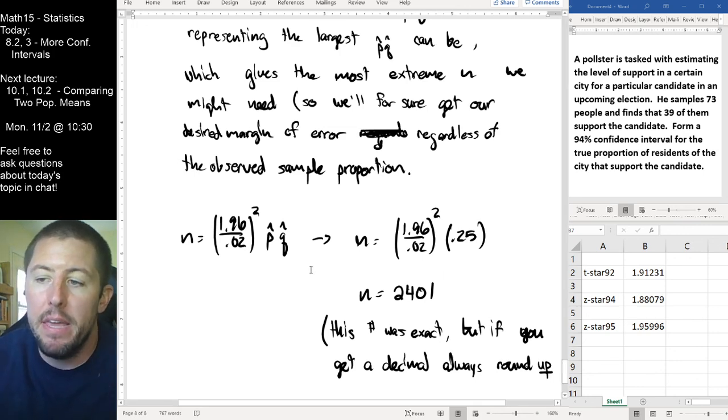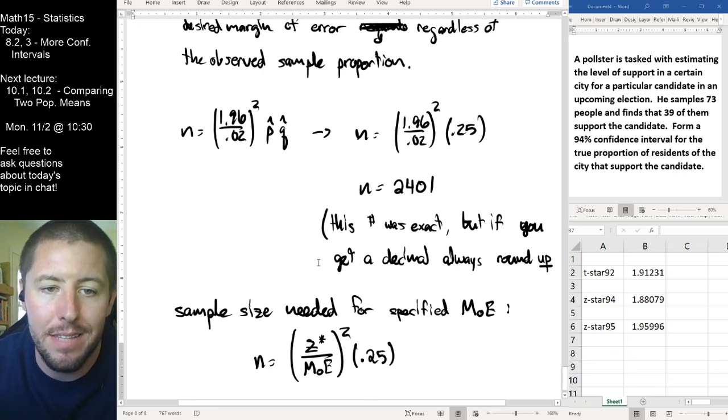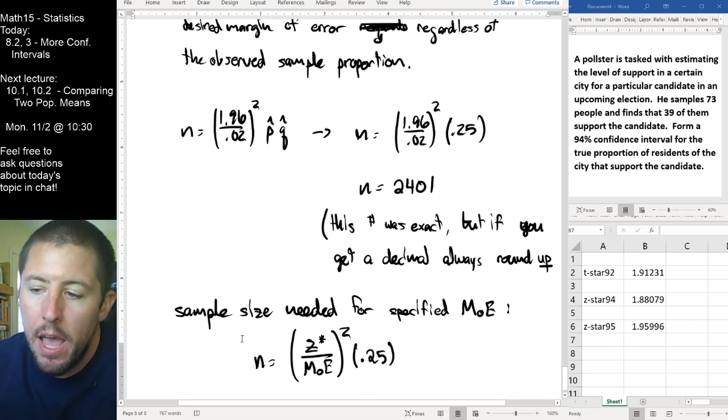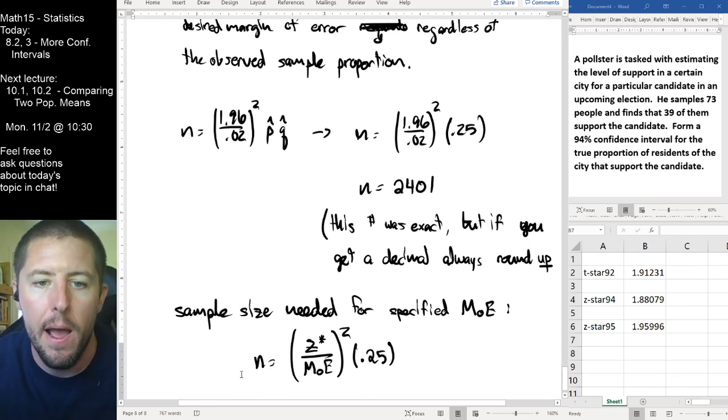And again, it might be the case that you go sample these people and you find that your p hat is 0.4 instead of our worst case scenario 0.5. In that case, all that means is that your required sample size n is actually a bit more than what you need for that actual margin of error out there. And that's okay. You're still within it.